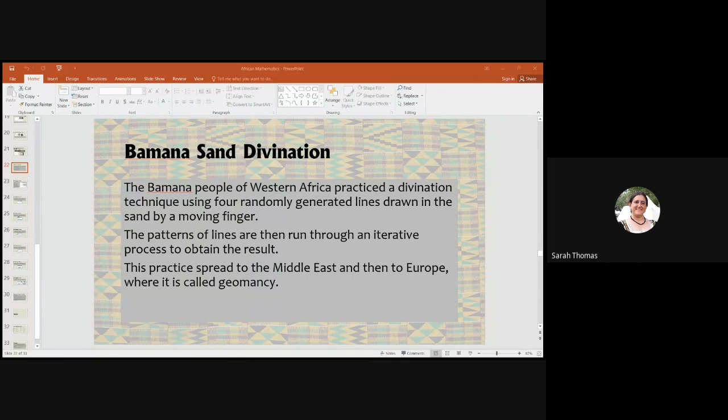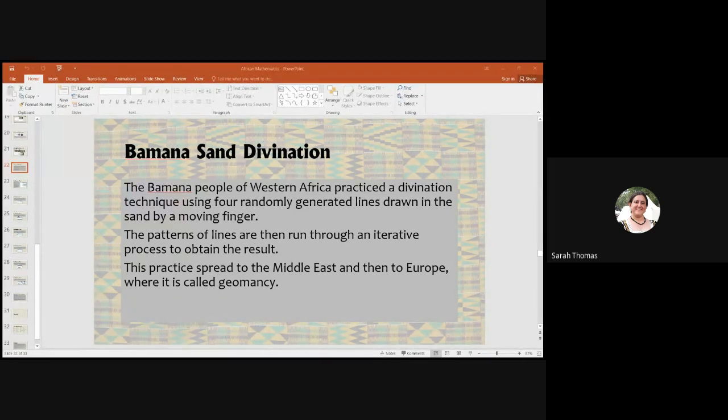And when I say iterative, I mean it goes in multiple steps. You do the same kind of thing in multiple steps. That's what iterative means. It means you're doing it over and over. Now, Bamana sand divination exact practices, I don't know, and I don't have access to them. They are sacred, so I'm not going to pry, but in order to be initiated into their practice, you have to be a heterosexual male, which I am not.